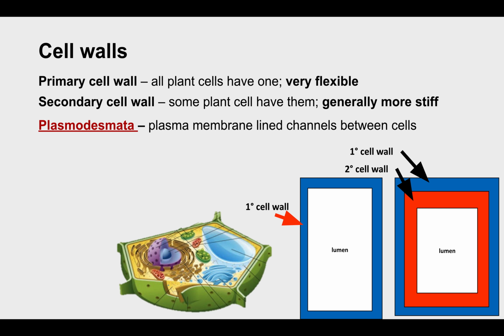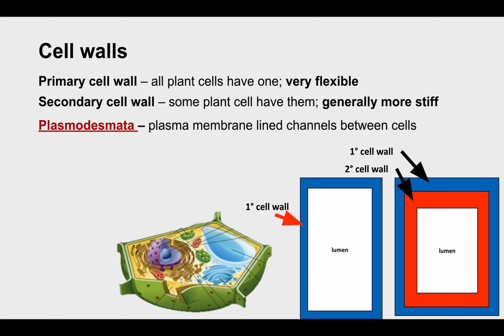And this one is generally going to be more stiff. Right? We tend to find these cells that have two cell walls in areas of the plant that need to have more structure. Right? So maybe in the woody parts of a plant or in the stem. Right? They need more structure to hold up other parts of the plant, to hold up those leaves, to keep that plant upright. We might see that they have a secondary cell wall to help them stay more rigid, to provide that additional support.